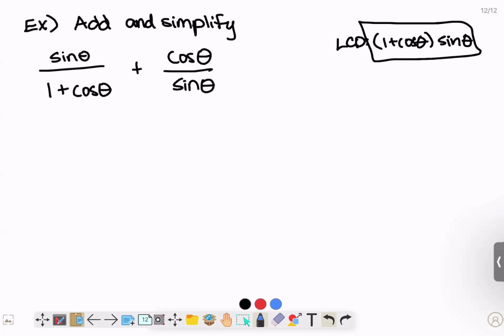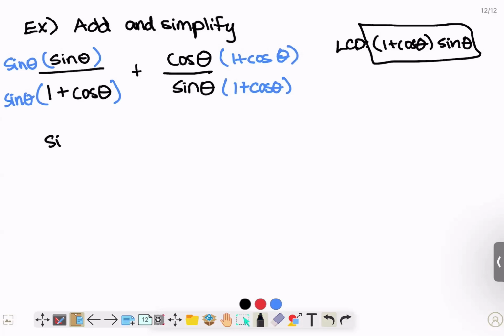So my first fraction, the denominator is 1 plus cosine theta. So what is missing from the common denominator is the sine theta. So we're going to multiply on the top and the bottom by sine theta. In the second fraction, the denominator is sine theta. So what is missing from the common denominator is the 1 plus cosine. Okay, so I'm going to multiply by what's missing. Okay, so multiplying that together. Sine times sine is sine squared.